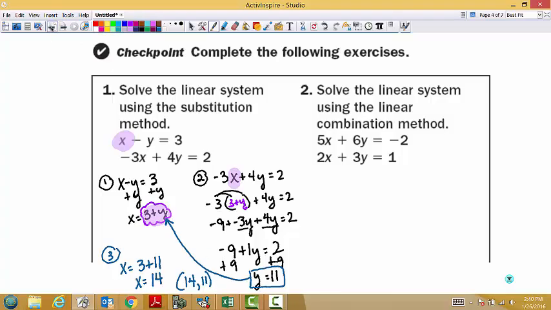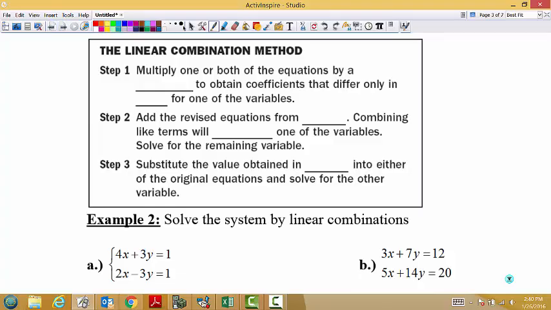Alright, so now let's go back and let's look at method number 2. The linear combination method, sometimes called the elimination method. I'm going to write that down. Elimination.